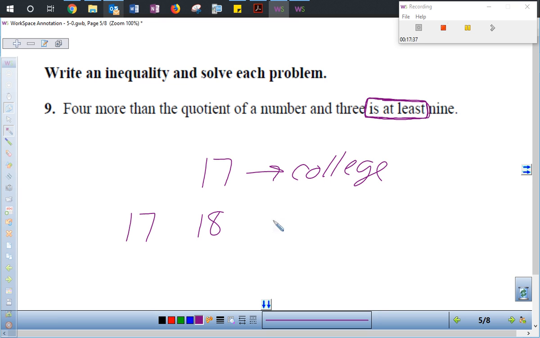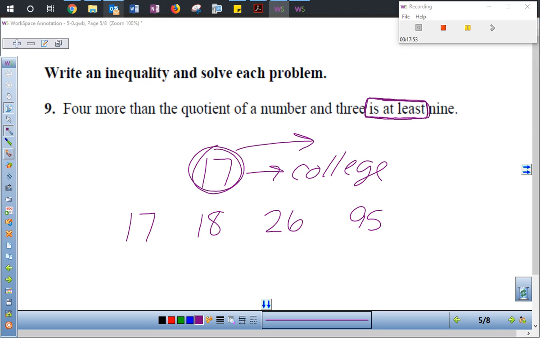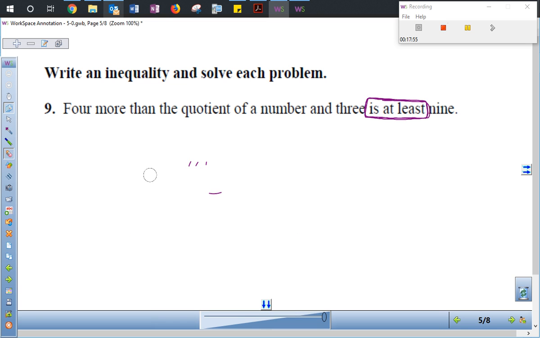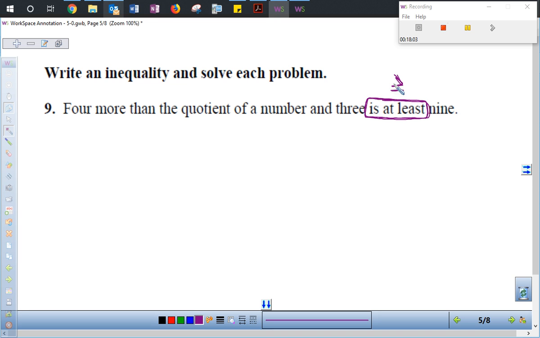Absolutely. Well, I would say, well, hold on, I'm 26 years old. Can I go to college? Absolutely. What if you were 95 years old? Could you go to college? Absolutely. So is at least means you have to be that number or bigger. So the symbol to represent at least is greater than or equal to. So let's put that above that, greater than or equal to.